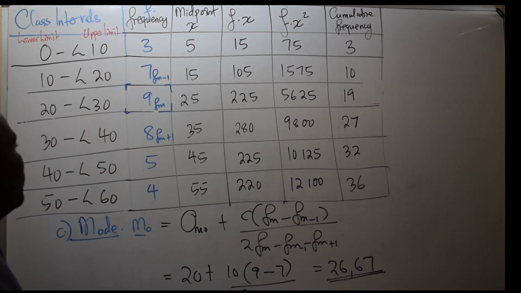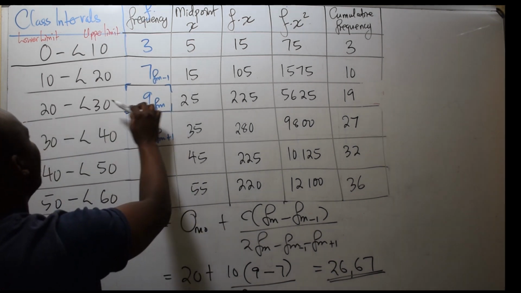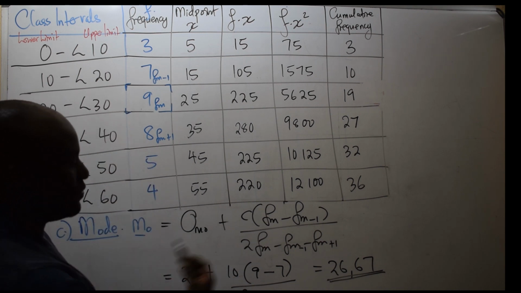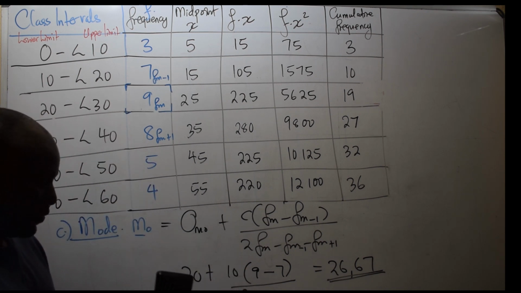So you can check your answer. We say that it should lie within here. Does it encompass the 26? Yes, it does. So your answer is within the range. So that's how you calculate your mode.